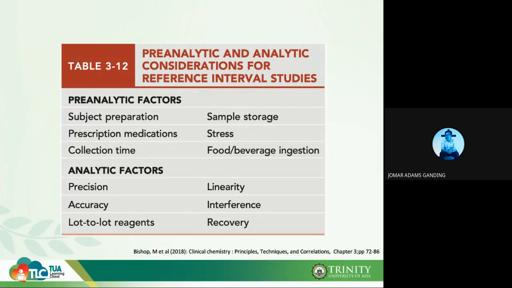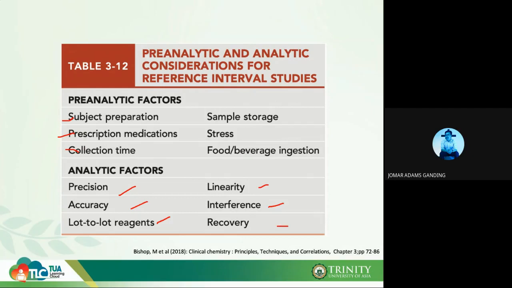You need to consider patient preparation, prescription medication, collection time, when you will be collecting the sample, and storage: will it be at room temperature, at body temperature of 37 degrees, or at a refrigerated temperature of 4 degrees centigrade or lower. Stress and beverages you would also try to consider. With the analytical factors: precision, accuracy, I guess you all know these already, lot to lot reagents, linearity, interference, and recovery.